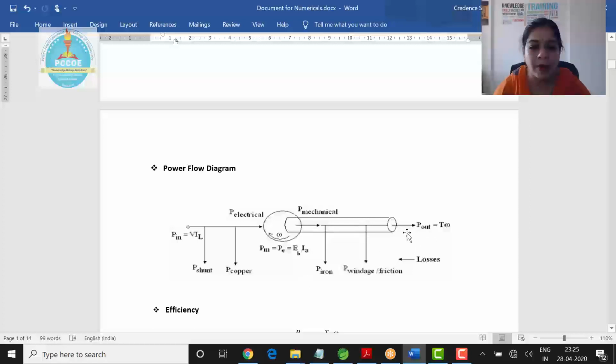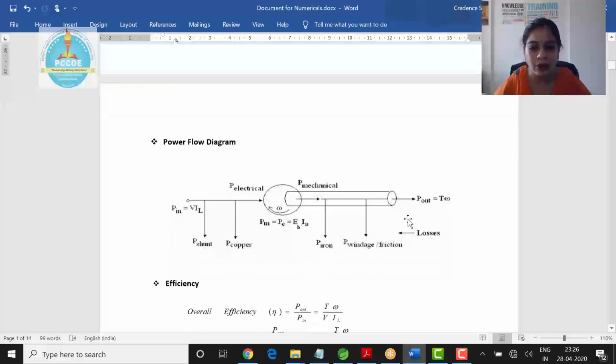We know that the mechanical power formula is T into omega. Input is electrical power, V into IL, output is mechanical power. So mechanical power formula is T into omega, that is the torque into omega. It is a shaft torque, the actual output torque that we are getting after subtracting the lost torque from it, because armature torque is here, some torque gets lost here, and then we get the actual output torque. That is just to tell you how the power is flowing and what the losses are.